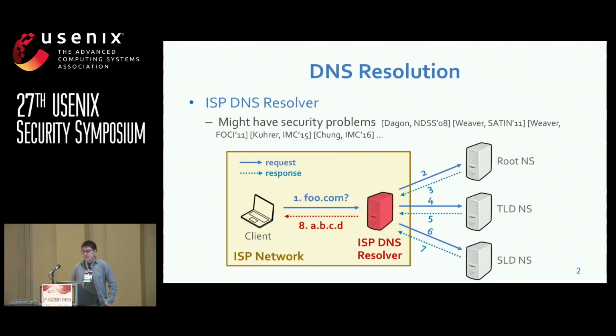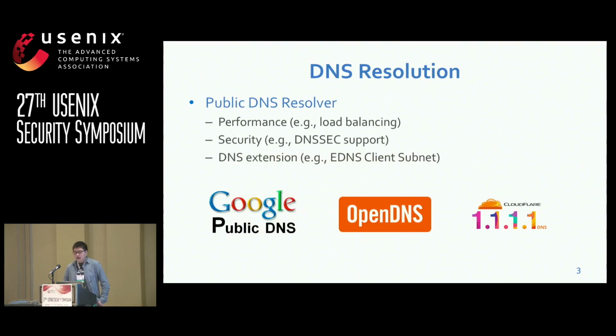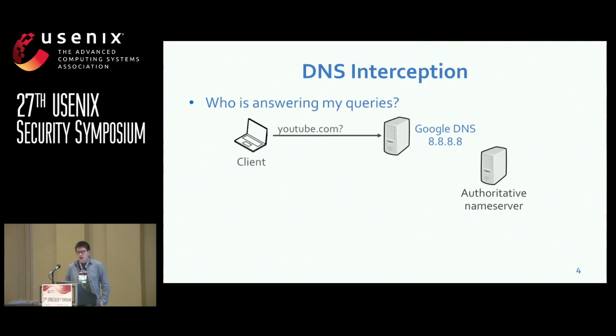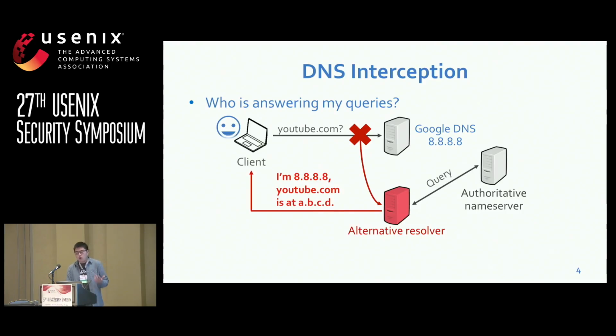Some previous studies show that ISP DNS resolvers might have security problems. As a solution, Internet users often trust popular public DNS resolvers because they are good services and security, such as Google Public DNS. However, have you ever imagined when you use Google DNS as your resolver, your query may be answered by someone else? What if your DNS request gets intercepted on the way and handled by other resolvers that you don't even know? What's worse, when they give you the responses, they pretend to be Google and make you trust them.